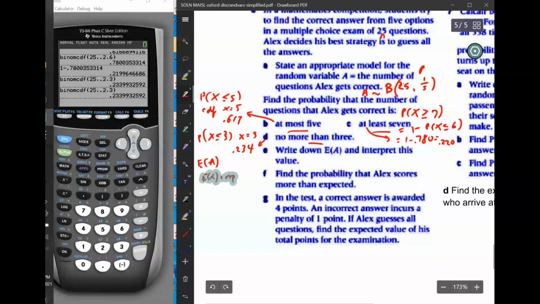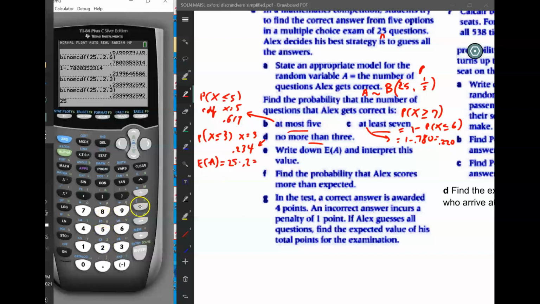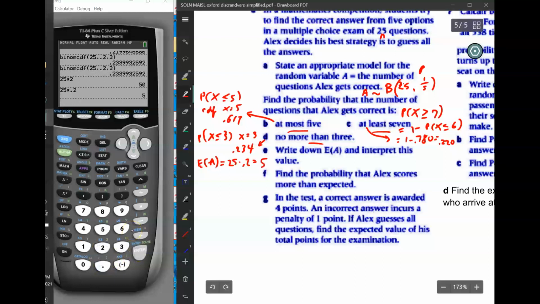So in this case, expected value of the random variable A, we know what the n and p are. The n is 25, and the p-value is 1/5. So 25 times 1/5 is 5. Oops, 25 times 0.2 is 5. Okay? So the expected value of A is 5.